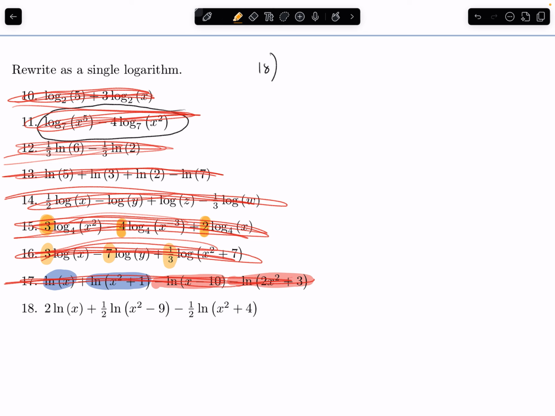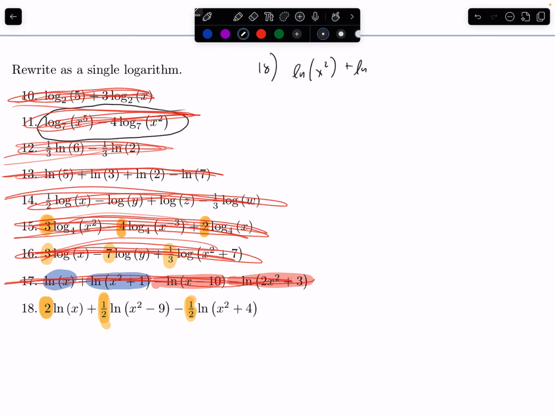Let's see, you got any powers this time? Yes, we do. This is a power. I mean, it's a multiplier that becomes a power, right? Okay, so let's do that. It's going to be ln of x squared plus ln of x squared minus 9 to the 1/2 minus ln of x squared plus 4 to the 1/2.